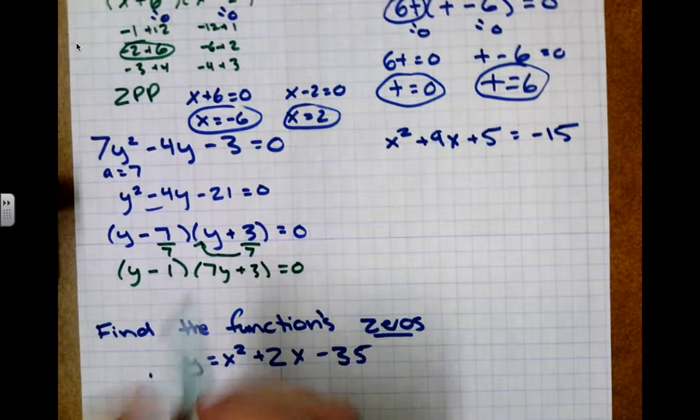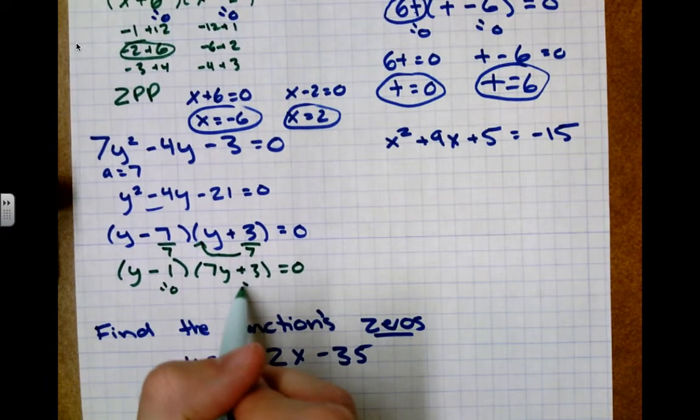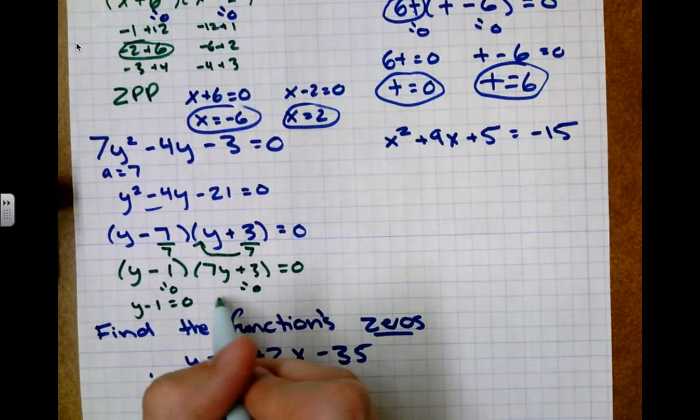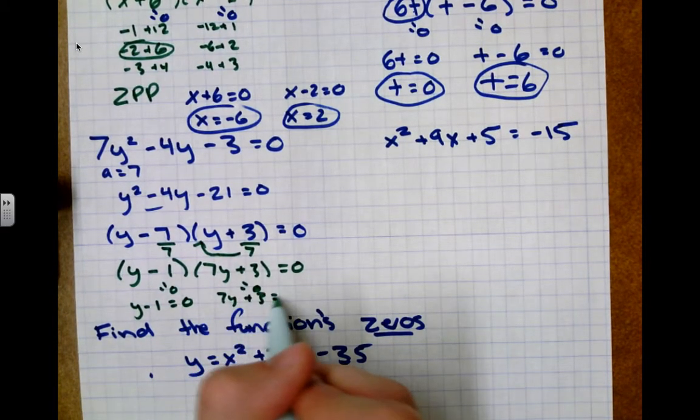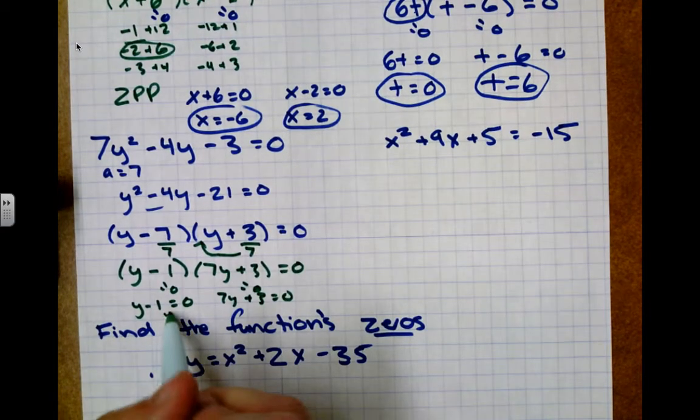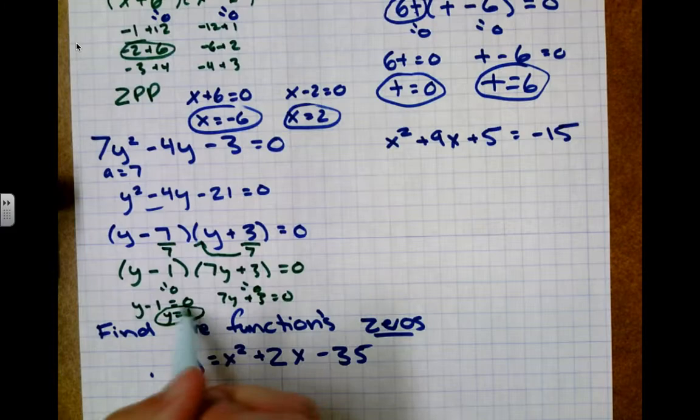Now I go through the zero product property. Set this equal to 0, set this equal to 0. y minus 1 equals 0, and 7y plus 3 equals 0. Here, I add 1 to each side. I get that y equals 1. That would be one of my answers.